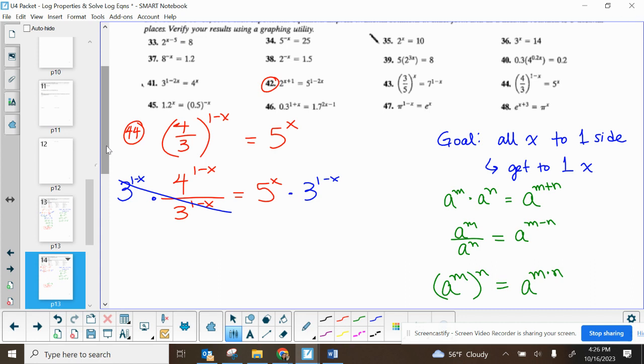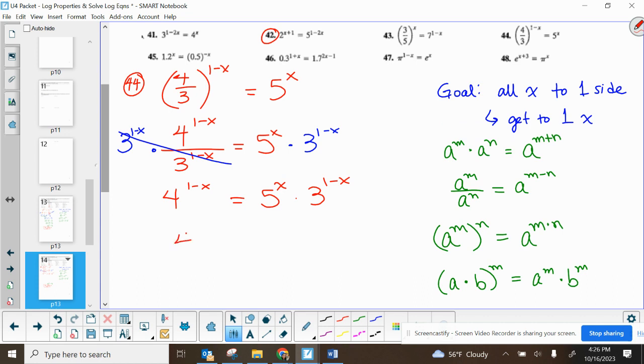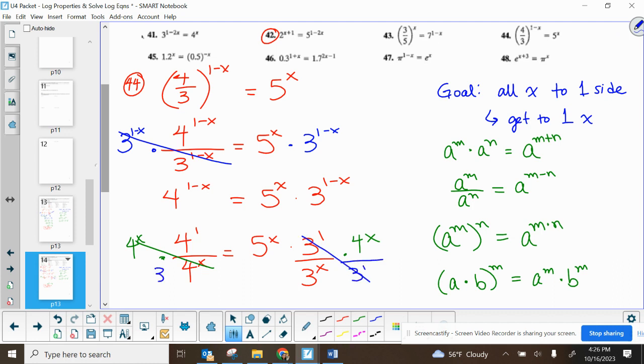So then I have 4 to the 1 minus x equals 5 to the x times 3 to the 1 minus x. Okay, so then I have 4 to the first over 4 to the x equals 5 to the x times 3 to the first over 3 to the x. So now I just want to get this guy, the 4 to the x, over here. And then I want to get this 3 to the first to go away. So I'll just put it down here.